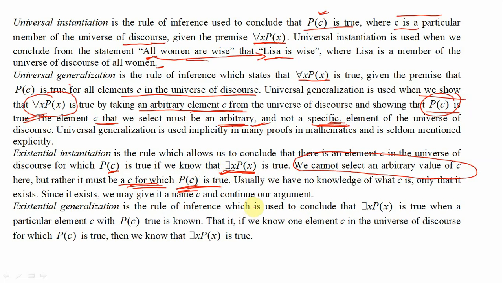And the reverse is the generalization. If I can identify a specific value c, not arbitrary, a specific value c, if there is at least one element c in the universe for which p of c is true, then I can say that there exists an element x for which p of x is true.